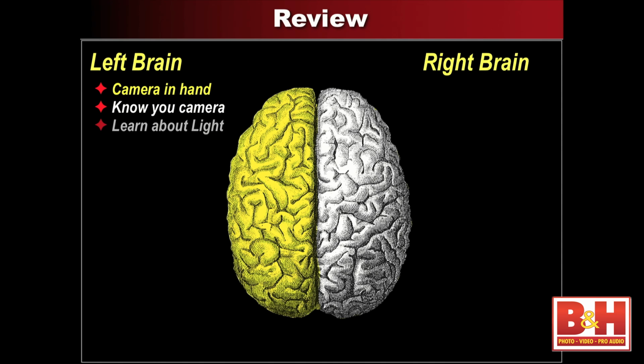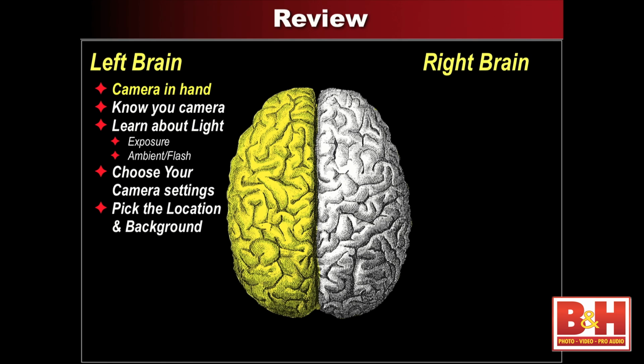So you need to know your camera. You need to learn about light. You need to know about exposure, ambient light, when to use flash, and so forth. You need to choose your camera settings. While you're choosing them, you're using your left brain. You need to pick your location and background. Sometimes I'll do that a day in advance. So that's all left brain stuff. Choose your lenses. And we've seen the lens can make a huge difference in the way that picture looks.